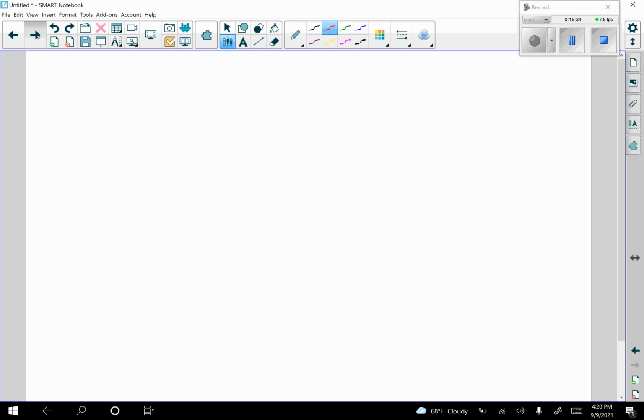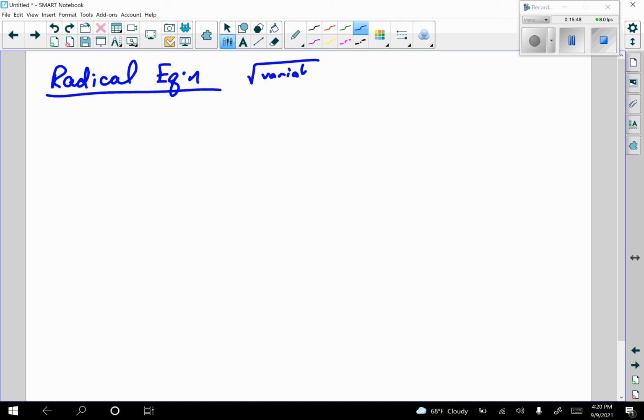All right, the next type of equations we're going to look at is solving a radical equation. So a radical equation has a variable underneath a radical. So we're going to start with something pretty simple like this.